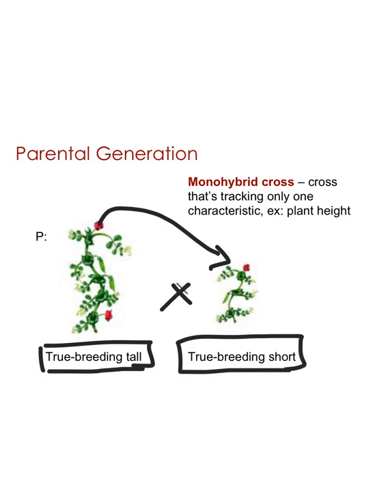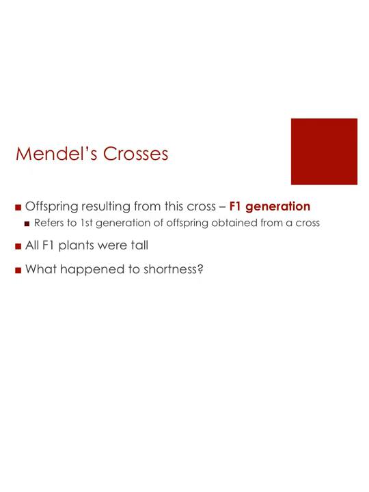Now this kind of cross, when we're taking two parents and we're only tracking or only really caring about one characteristic, in this case plant height, we call a monohybrid cross. So this is an example of a monohybrid cross. Now Mendel was curious, if you have a plant that always makes tall offspring and you cross it with a plant that always makes short offspring, what was going to happen. So he crossed these plants together, and to his shock or discovery, all of the offspring when you cross tall with short were tall. And he was curious, well, what happened to the shortness?